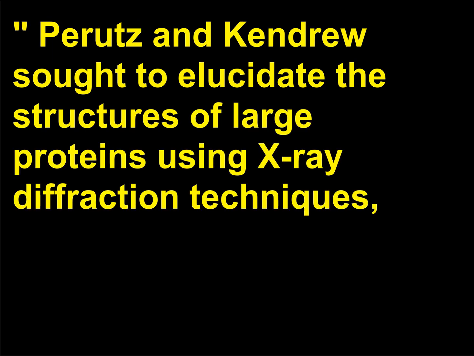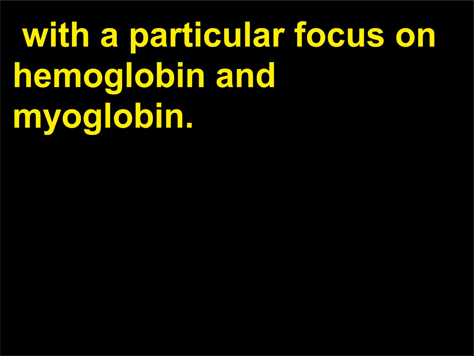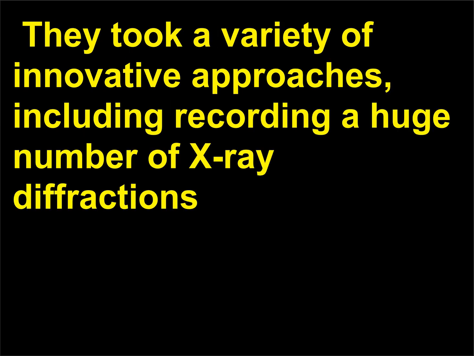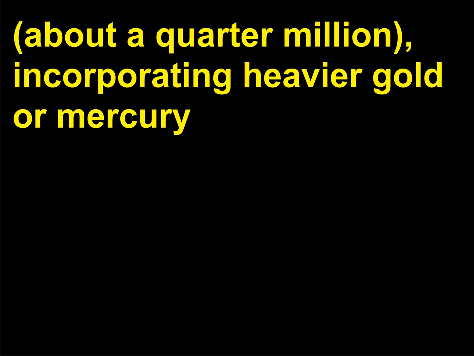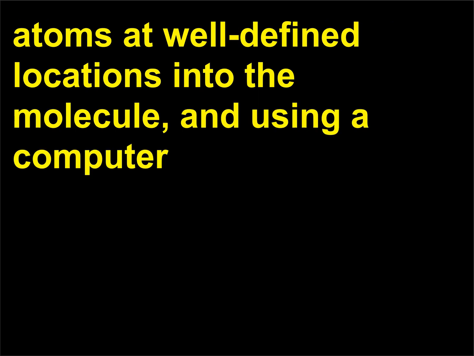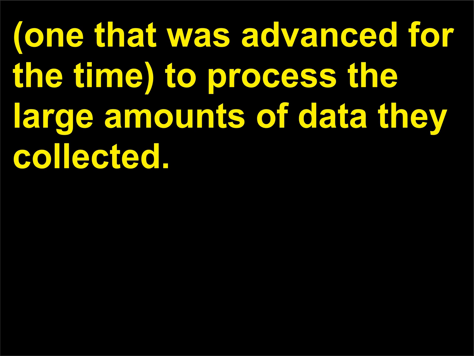Perutz and Kendrew sought to elucidate the structures of large proteins using X-ray diffraction techniques, with a particular focus on hemoglobin and myoglobin. They took a variety of innovative approaches, including recording a huge number of X-ray diffractions, about 250,000, incorporating heavier gold or mercury atoms at well-defined locations into the molecule, and using a computer, one that was advanced for the time, to process the large amounts of data they collected.